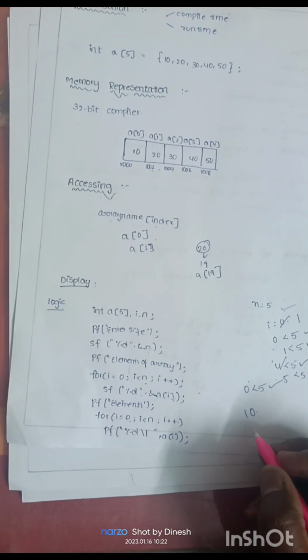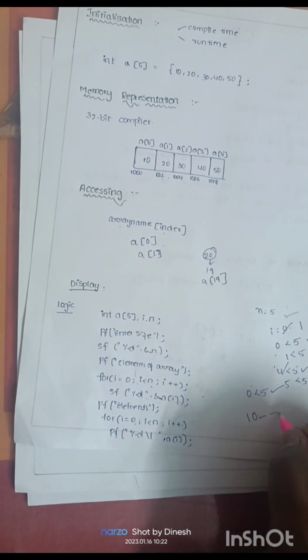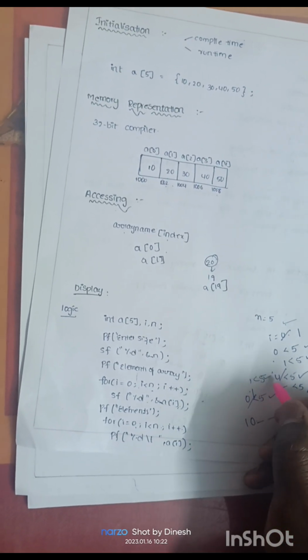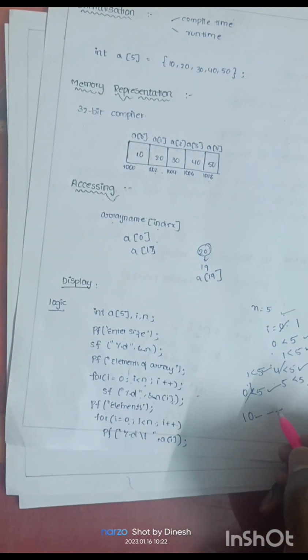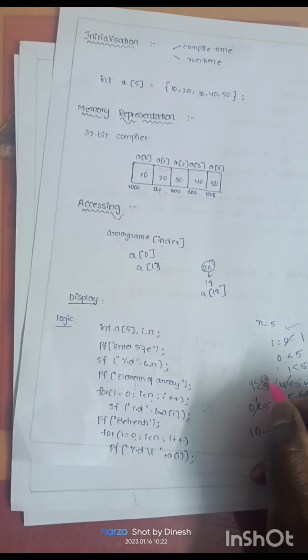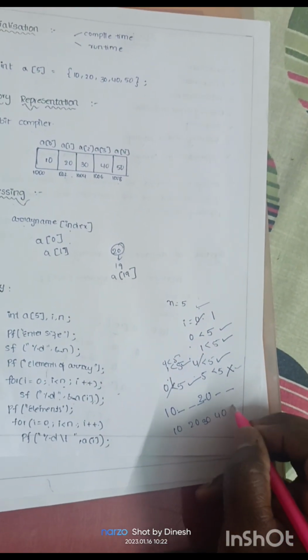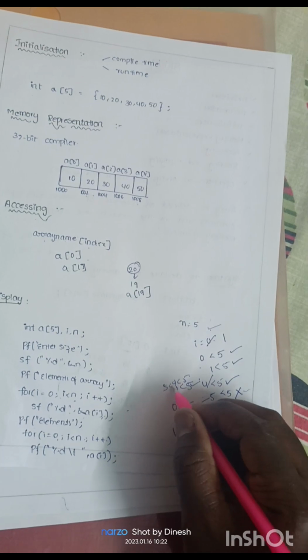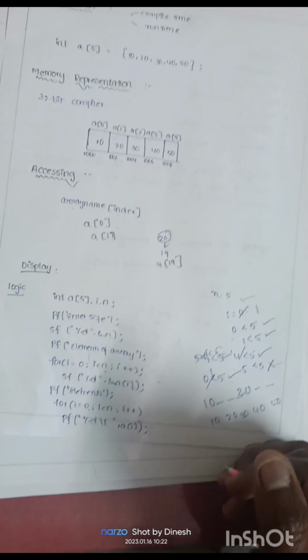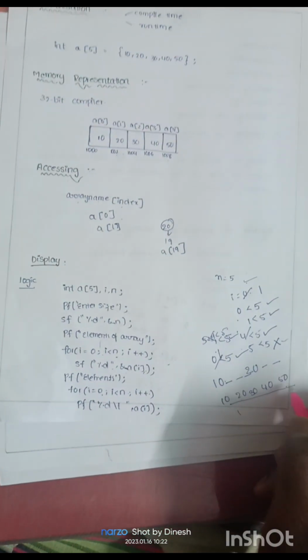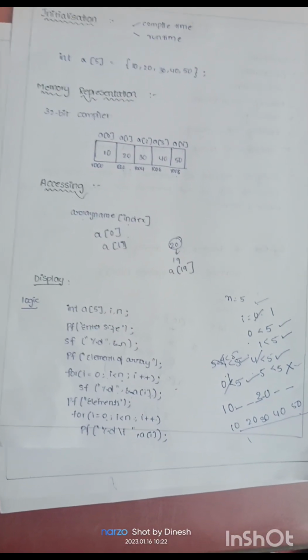Then \t means we are giving some three tab spaces. Then I plus plus, 1, 1 less than 5, condition is true. A of 1, 20, 20 will be displayed here. Then tab space. Likewise 4 less than 5, 50 will be printed like that: 10, 20, 30, 40, 50. Finally I plus plus, 5 less than 5, condition is false, and the execution is over. Finally in the console, the output printed is 10, 20, 30, 40, 50. This is the logic for displaying an array element.